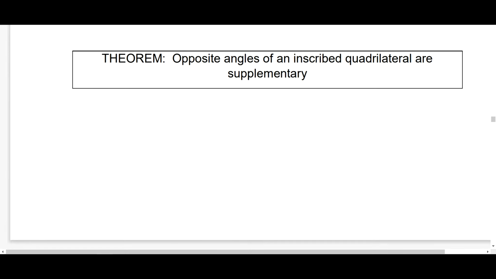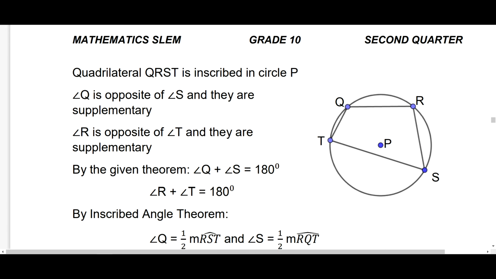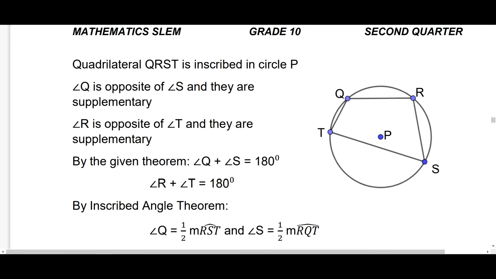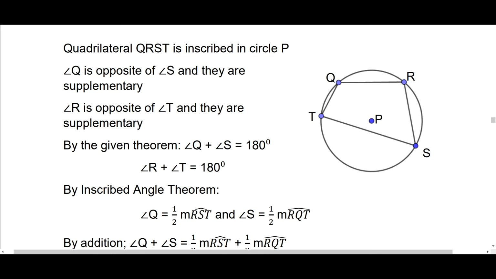Opposite angles of an inscribed quadrilateral are supplementary. So, example ito, angle R plus angle T is equal to 180. So, paano nakuha yun?